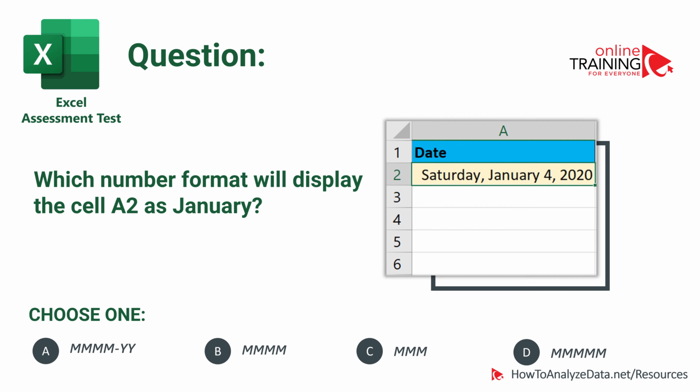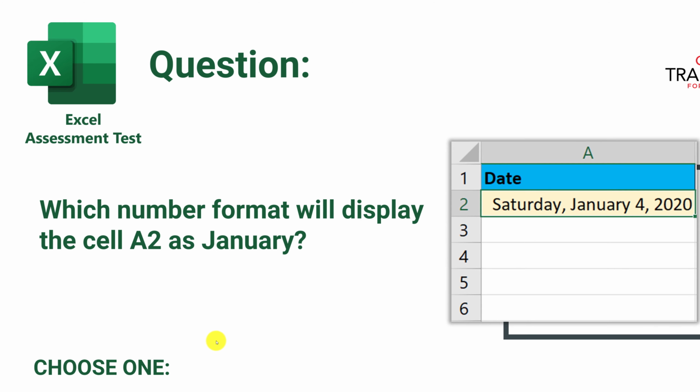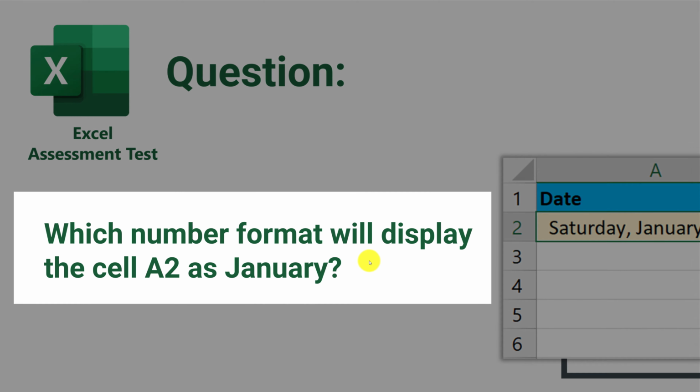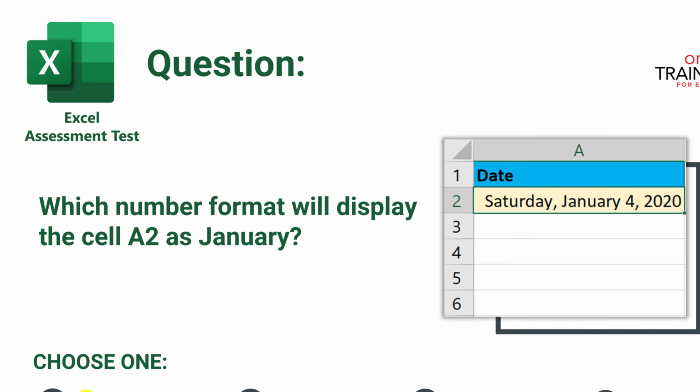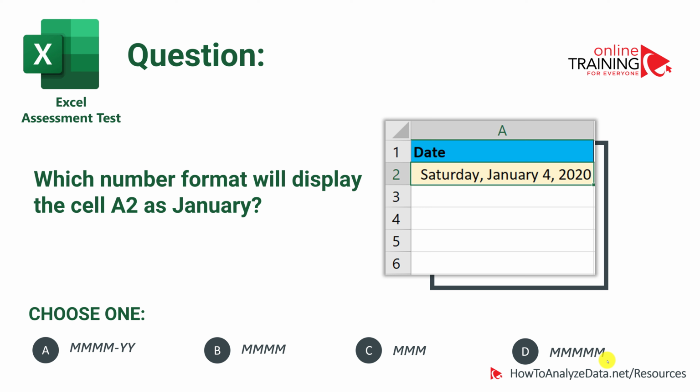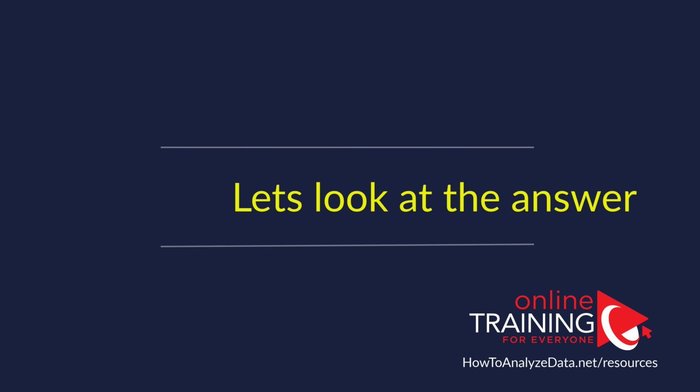Let's see how well you know the Excel data formatting feature, specifically custom formatting. Here's the question. Which number format will display the cell A2 as January? And there are 4 choices: A, MMMM-YY, B, MMMM, C, MMM, and then D, MMMMM. Which one do you think is the right one?